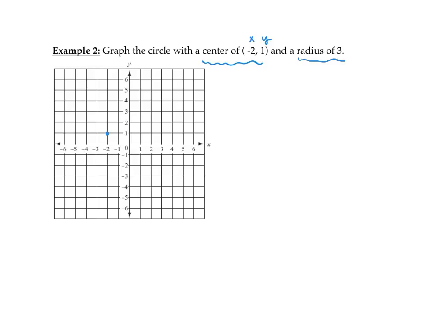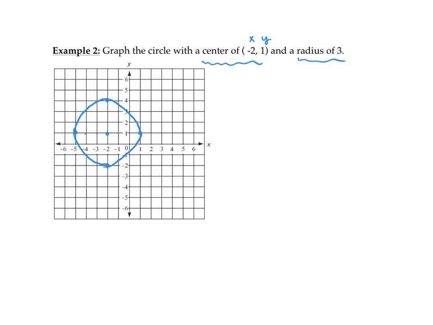Now the radius is 3, so we want to go 3 units in every direction, but it's easiest just to count in 4 directions. Come from your center and go to the right 3 and put a point. Go back to center, go up 3 and put a point. Back to center, go left 3, put a point. Go back to center, go down 3 and put a point. Now comes the tricky part. You're going to try to connect those 4 points with curves to make your circle. And that's it for the graph.